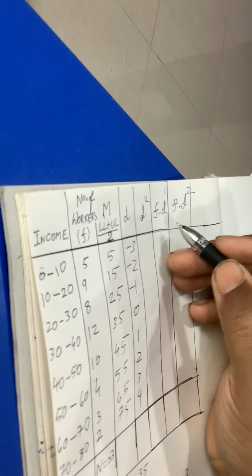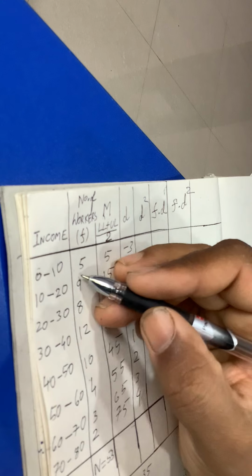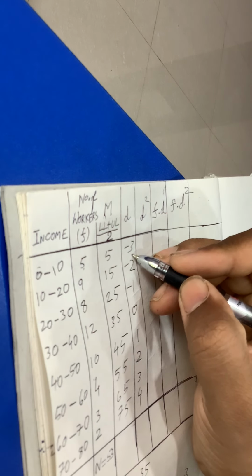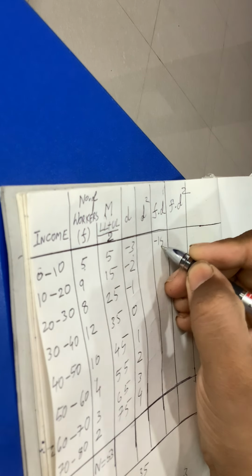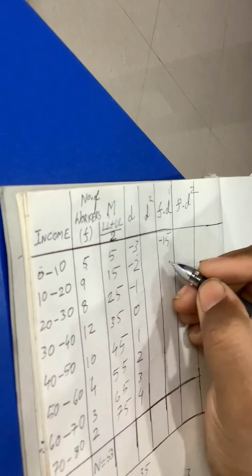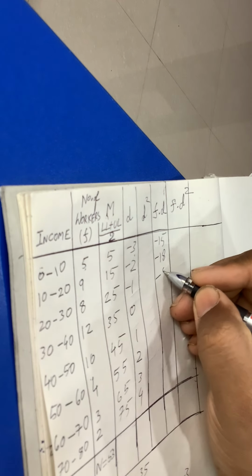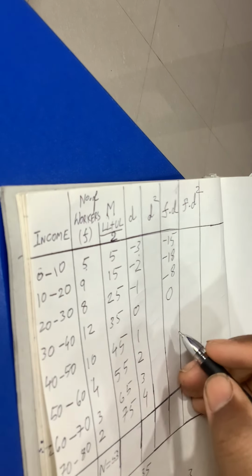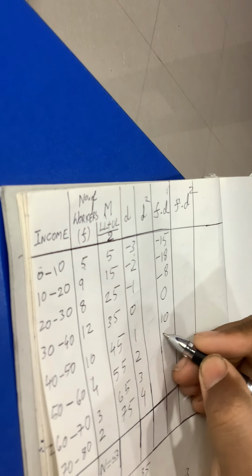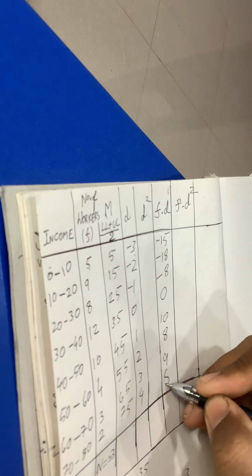Alright? And now we need to multiply the frequency value with the deviation value. The frequency value for the first one is 5 multiplied by the deviation value minus 3. 5 into minus 3 is minus 15. Second one is minus 2 into 9, minus 18. Minus 1 into 8, minus 8. Then 0. Then 10. Then 8, 3 into 3, 9 and 8.